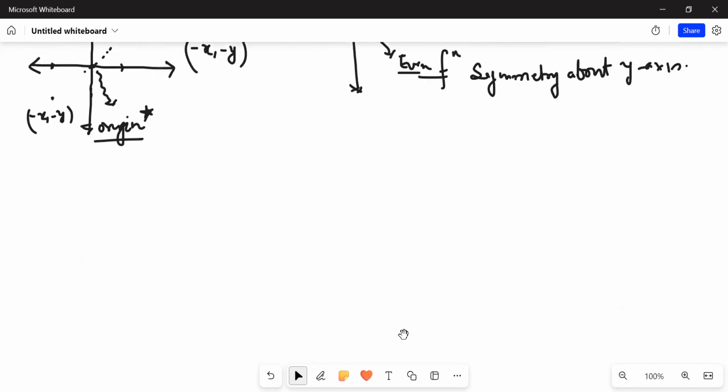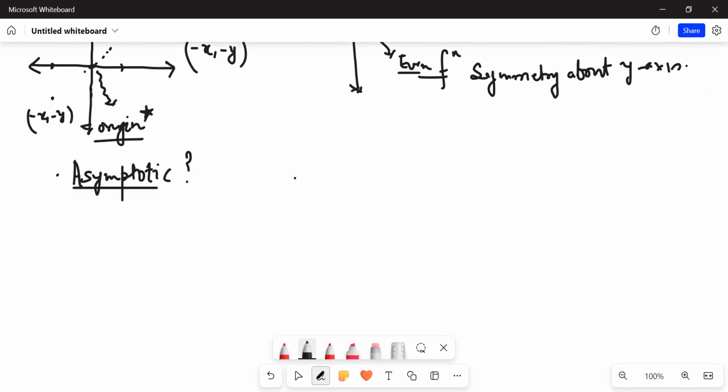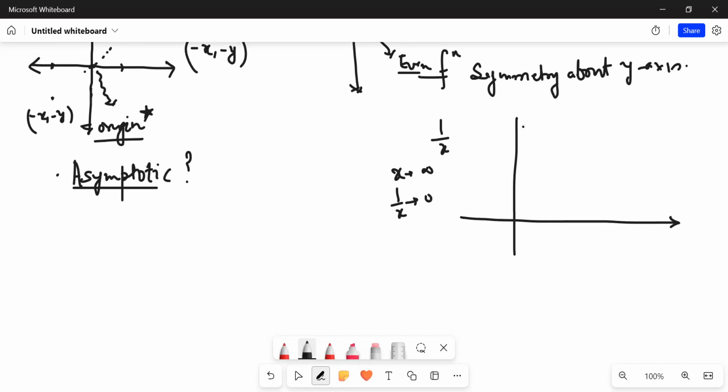See, this is one. Now what I'll do? See, the third point you should remember: is there any asymptotic kind of variation? Now, what do I mean by asymptotic kind of variation? See, if you have a function 1 over x, you know that as x tends to infinity, 1 upon x tends to 0. So if I want to plot the graph, I see what will happen as x tends to infinity: 1 upon x goes towards 0.